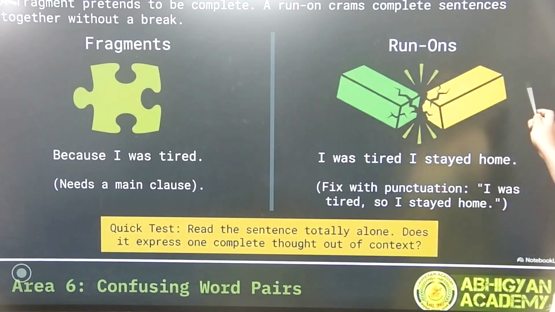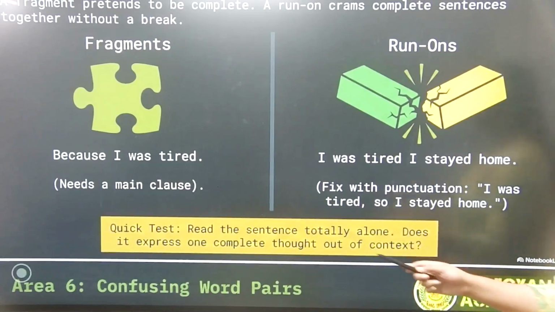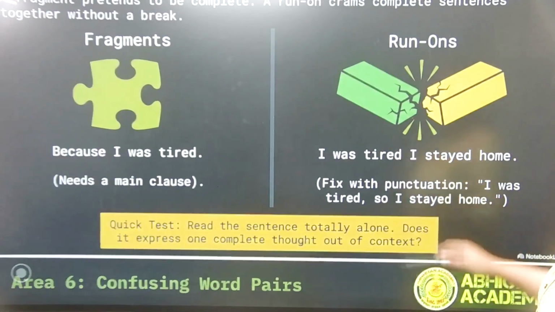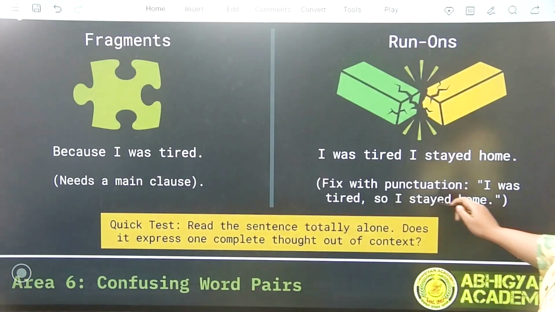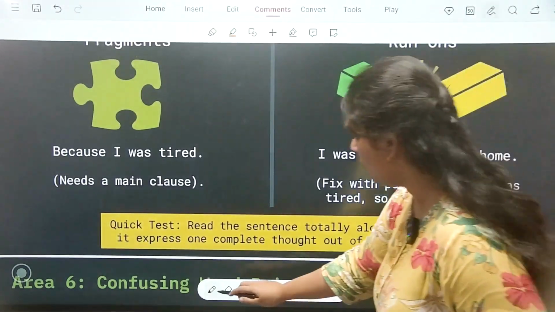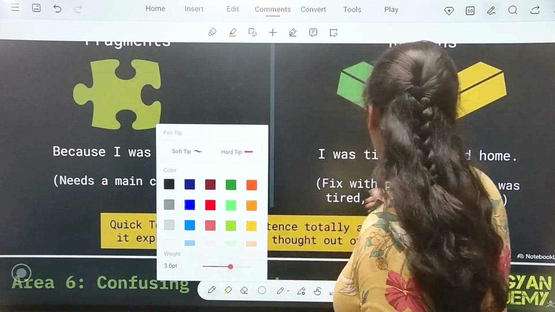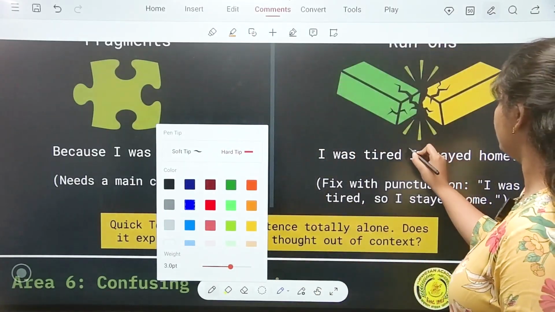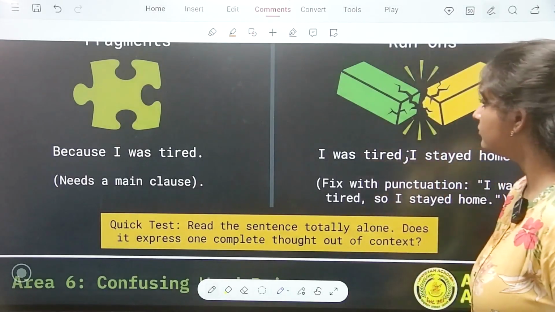Other is run on. दो sentence को आपने ऐसे ही जोड़ दिया without any punctuation or any other add-ons. I was tired, I stayed home. So या तो आप punctuation दे सकते हो, or you can add I was tired so I stayed home. Punctuation अगर आपको देना हो, then it'll be I was tired, I stayed home. That's it.